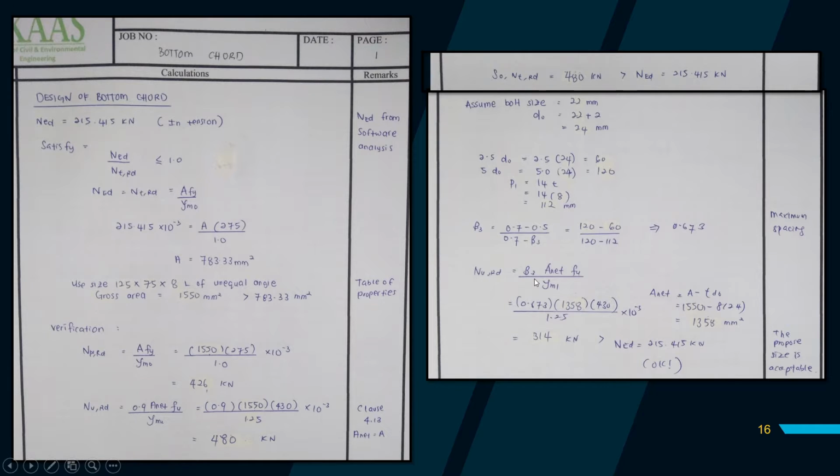So NURD is beta 3 A net Fu over gamma M2. A net, we use the formula A minus T D0. So we get 1358 mm squared. So we get 314 kilonewton, which is greater than NED 215.415 kilonewton. So the proposed size is acceptable. So it's okay for the calculation of the bottom chord.